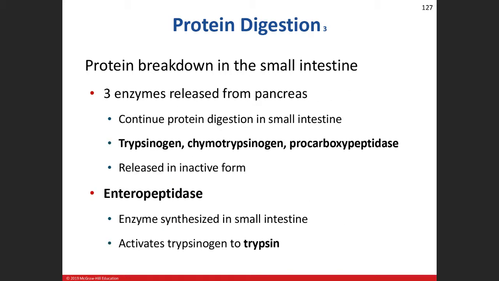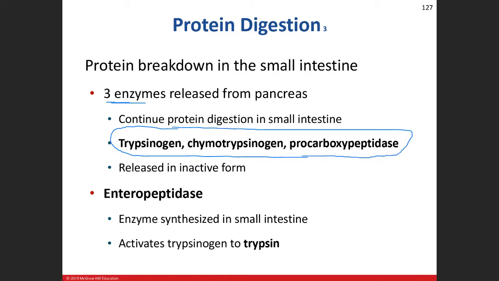All right. So we saw what happens in the stomach. Now let's move into the small intestine. This is where we're going to start to further the breakdown of proteins. So we have 3 enzymes that are made and secreted by the pancreas. Notice their names. It's got GEN on the first 2. That's the inactive form. And then this procarboxypeptidase, that's a mouthful, is also inactive.